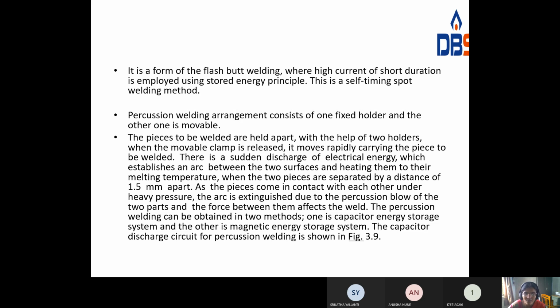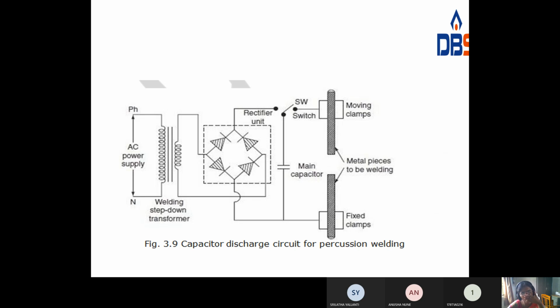See here what the process is. By using the transformer you get the AC, and by using the rectifier unit you convert this AC supply into DC. Here you connect this switch, and the total energy will be stored in the capacitor. Whenever the switch is closed, the energy discharged from the capacitor passes through the two electrodes. At that time these two electrodes are heated to their melting points, and these two metals will be welded.